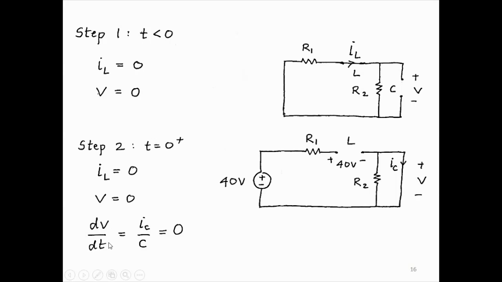So dV/dt is IC by C, and IC is 0. Why is IC 0? Because this is an open circuit and so the 40 volts does not reach the capacitor. So the capacitor current is 0. Note that in this circuit, the entire 40 volts falls across the inductor at t equal to 0 plus. And the voltage across the capacitor of course is 0, the current is also 0.